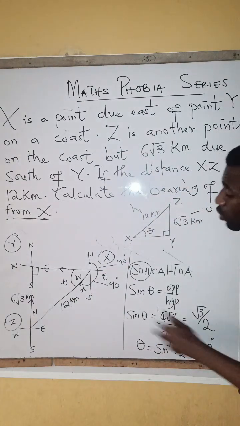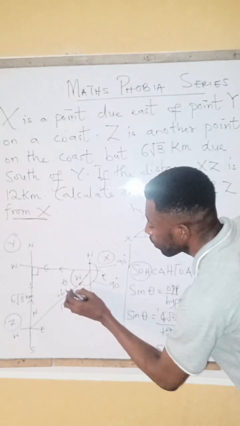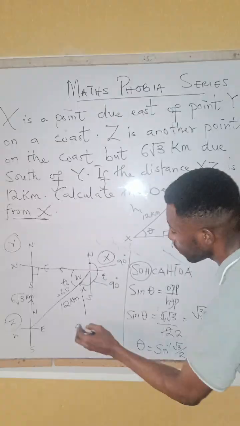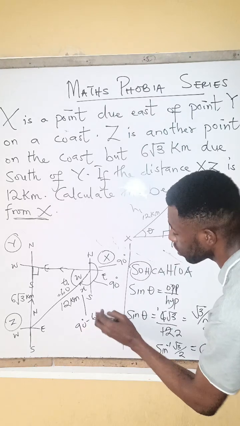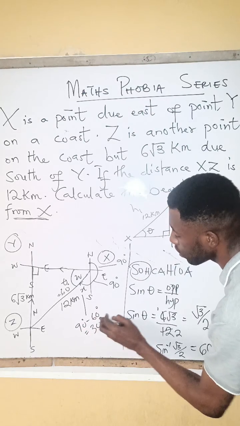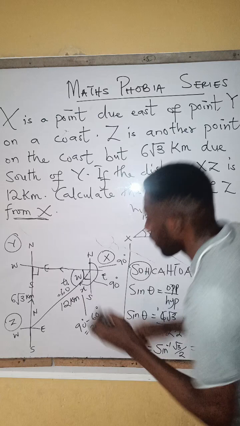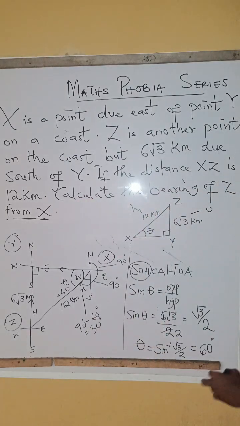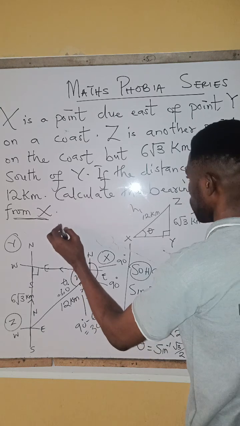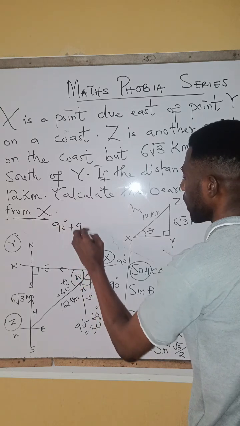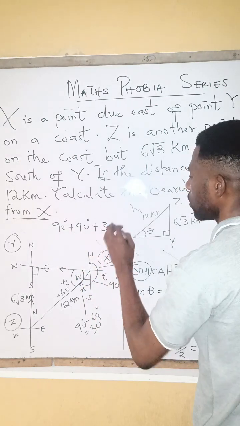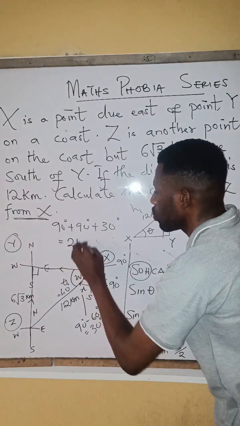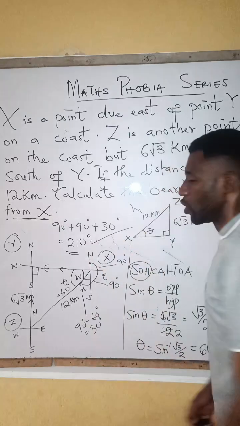So I'm plotting my theta as 60 degrees, meaning my angle at X will be 90 minus 60 degrees, which is 30 degrees. Check, because this side is 90 degrees. So the bearing of Z from X is 90 plus 90 plus 30. 90 plus 90 is 180, and 180 plus 30 is 210 degrees. Thank you very much.